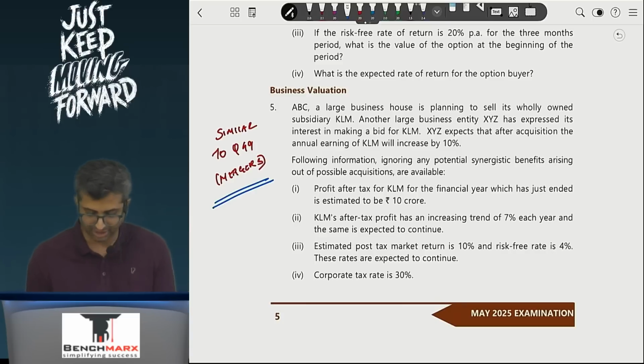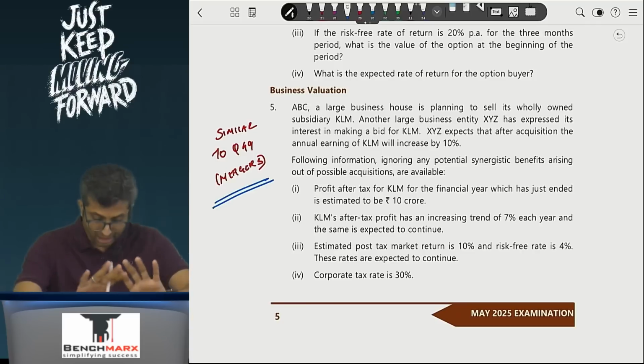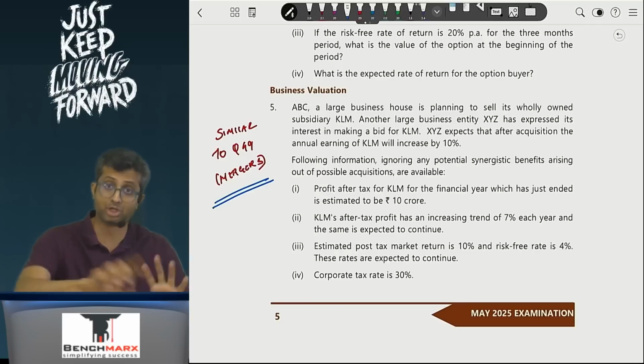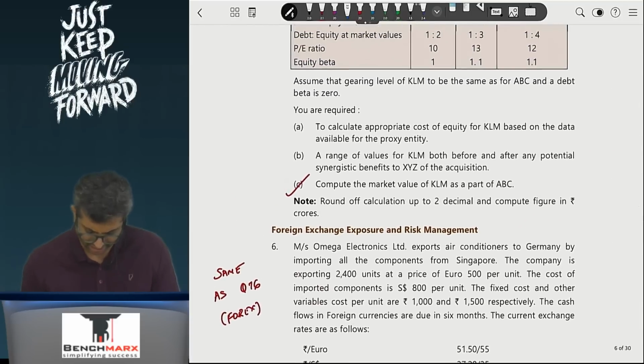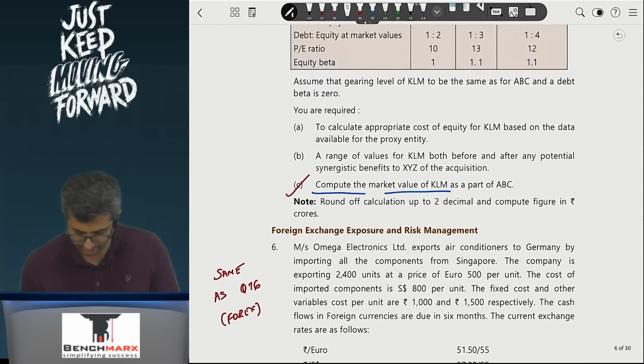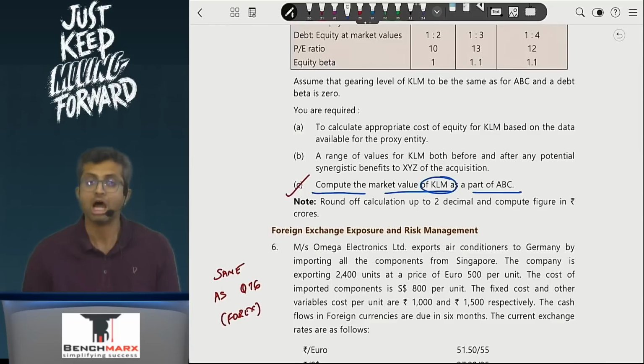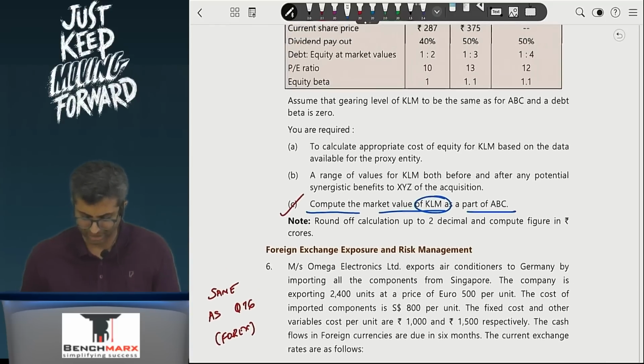Again, it's very difficult to just discuss this. If you have done this, you will know. If you have not done this, maybe then you know whether you need to review. So this is a fairly good question involving levered, unlevered beta. The only thing at the end is they've added one more point: compute the market value of KLM as per ABC. So this is not there in the institute or our material. Compute the market value of KLM as a part of ABC.